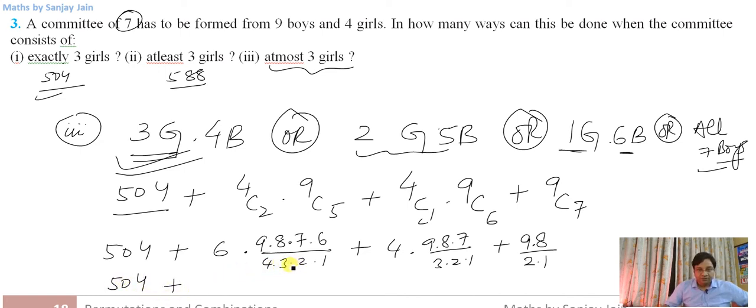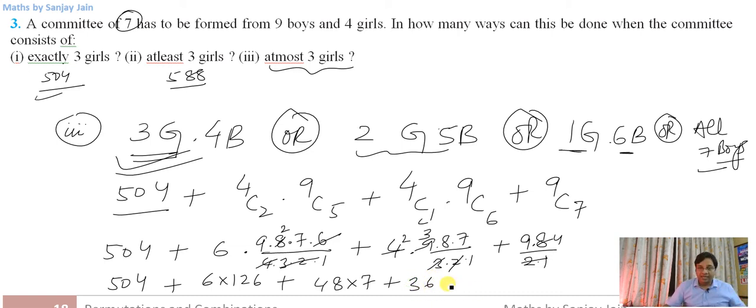504, 3 into 2 can be cancelled here, this will give you 2 here. So 14 into 9, 126 into 6, 6 into 126 here. Plus this 2 will go here and 3. 6 into 8, 48 into 7. So I'll write it as 48 into 7 here. Then plus this will give you 4, that is 36 here. Okay, now I just have to add these.